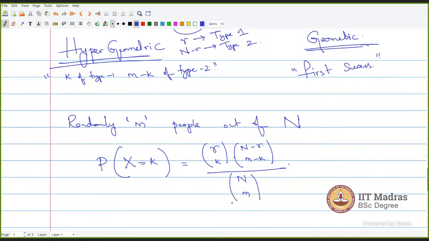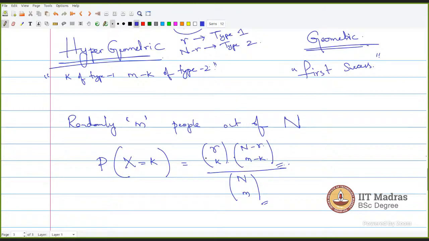So this is the number of randomly chosen people. This is the total, what we say, total number of ways m people can be selected out of n people. And what we require is k of type 1 and m minus k of type 2.